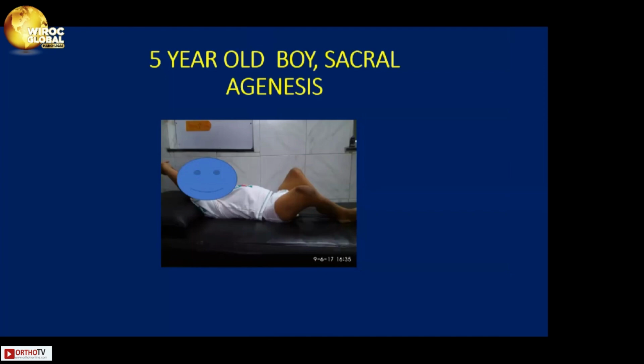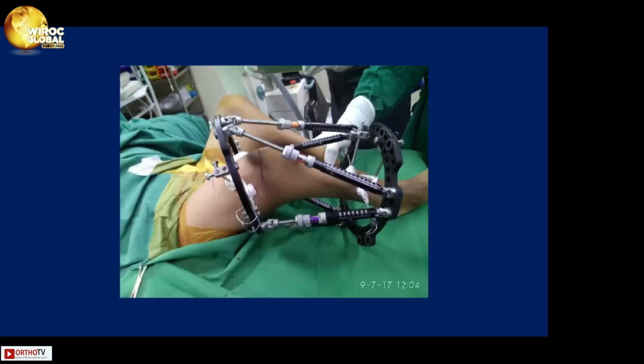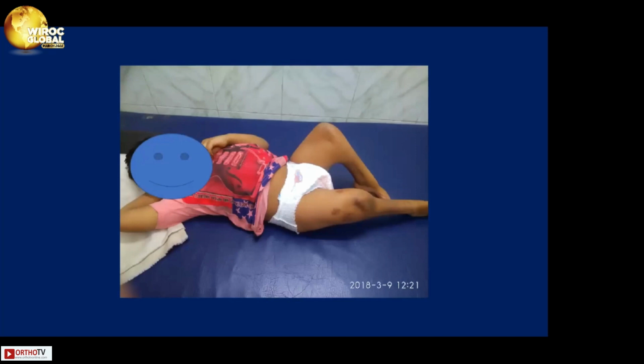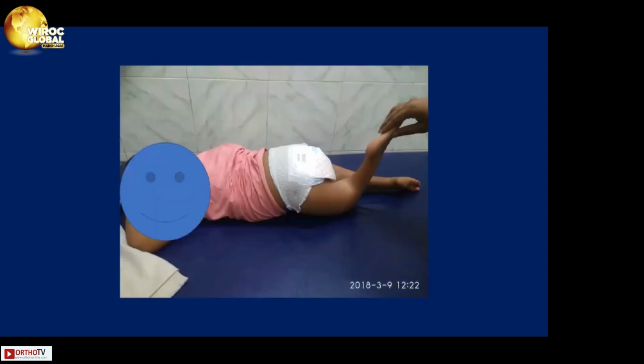Another indication for these systems could be correction of joint contractures. A 5-year-old boy with sacral agenesis had his knee flexion contractures treated with a combination of soft tissue releases and a Taylor Spatial Frame, and he is awaiting to have the other side done.